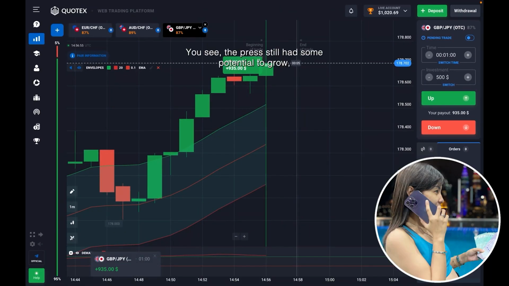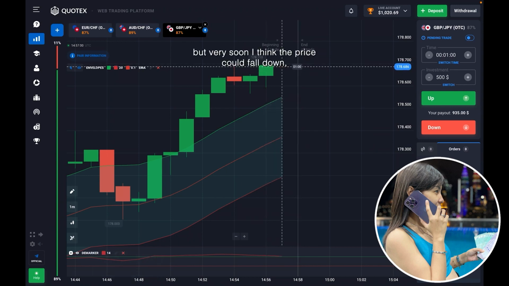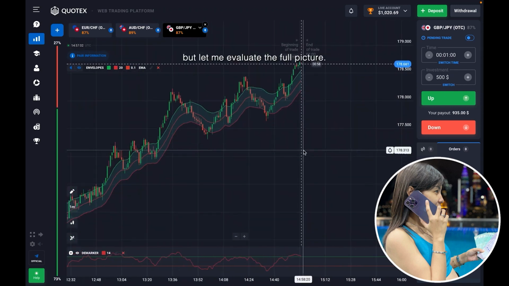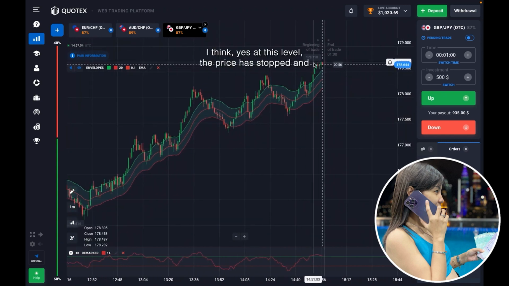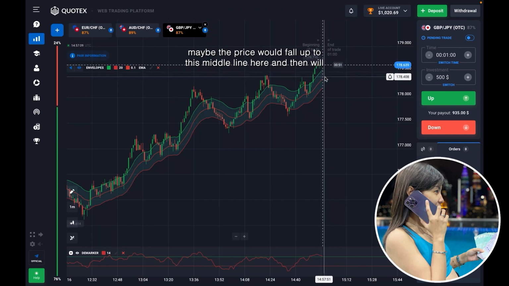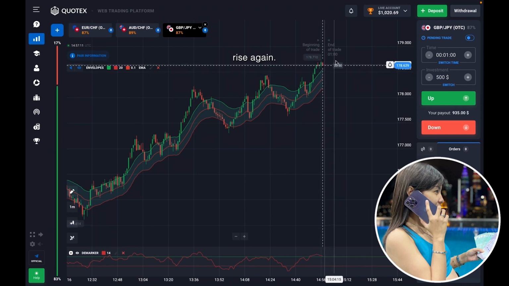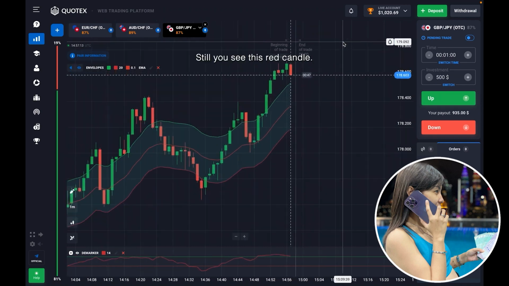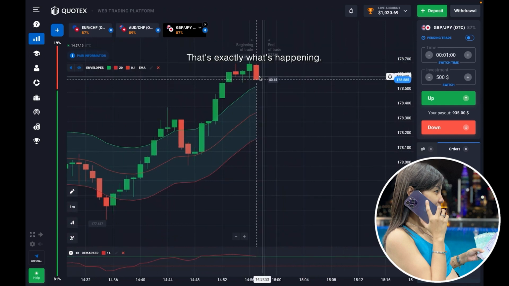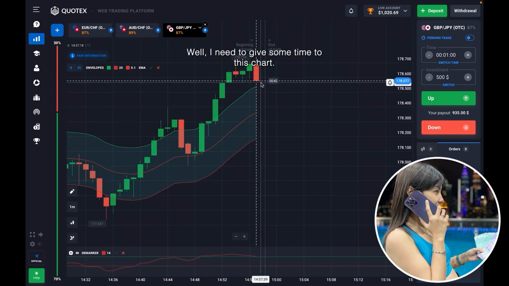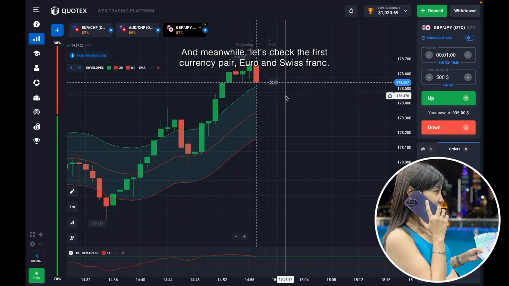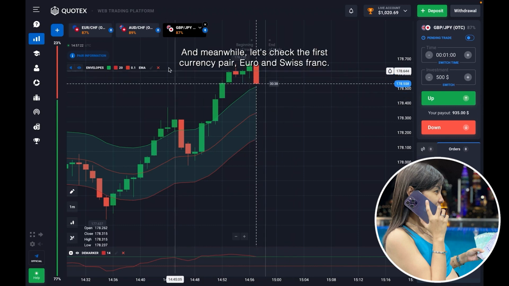Incredible result. You see, the price still had some potential to grow, but very soon I think the price could fall down. But let me relate the full picture. What's happening? I think yes, at this level the price has stopped and maybe the price would fall up to this middle line here and it will rise again. Still we see this red candle. That's exactly what's happening. I need to give some time to this chart, and meanwhile let's check the first currency pair, euro and Swiss franc.